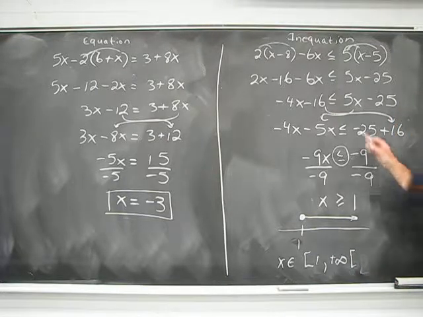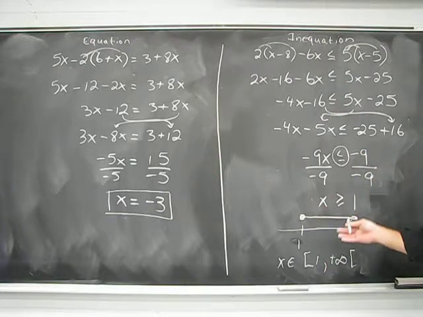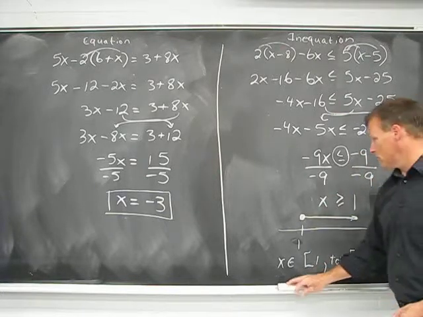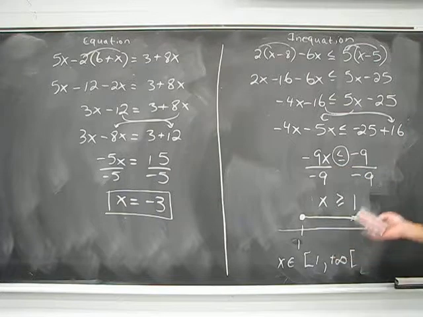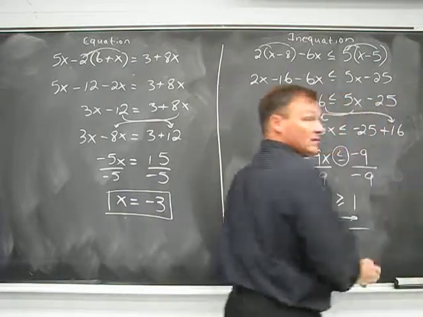Now I don't really like the way I ended this off, because I hate dividing by a negative. I know I'm going to make mistakes. You're probably going to make mistakes too. You're going to forget to reverse that inequality. So backing up to this step, let's take a look at the alternate ending.